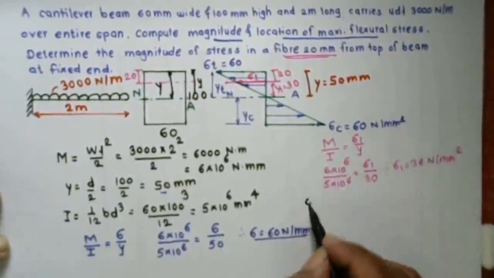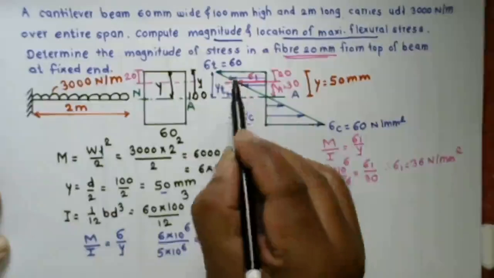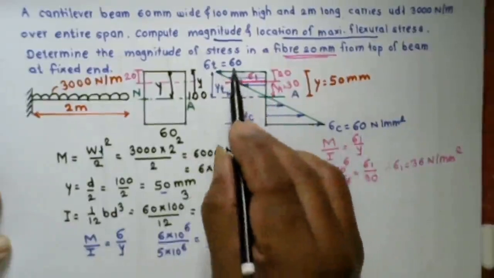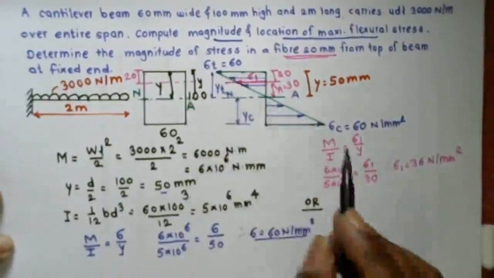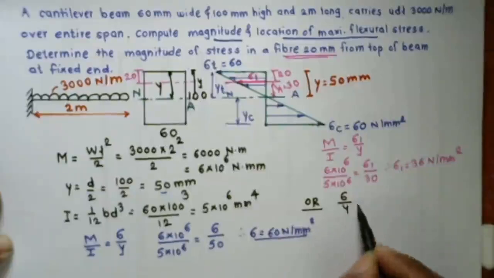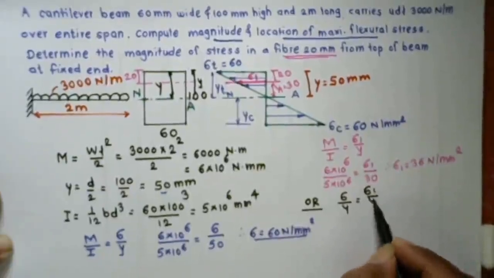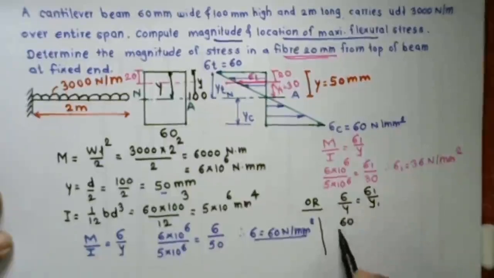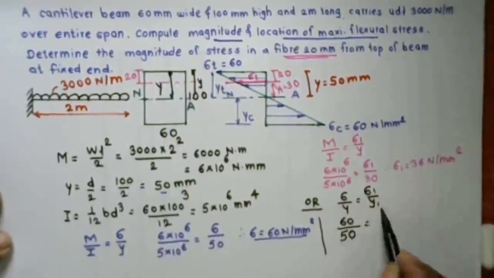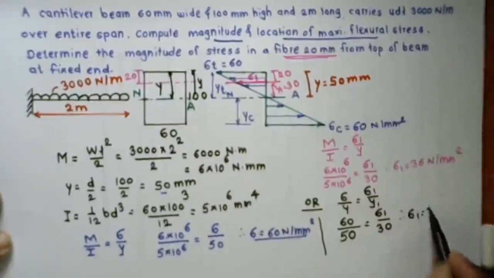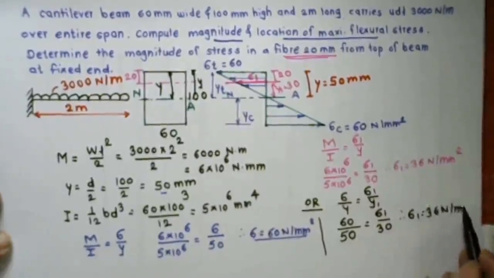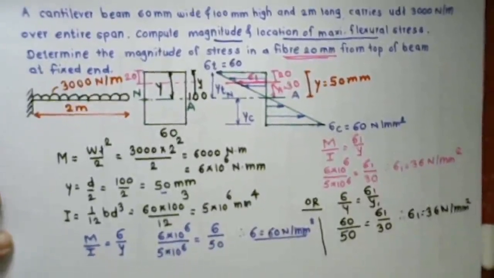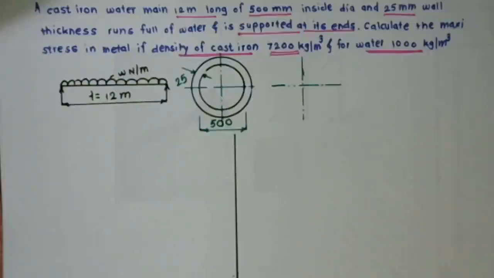In another method, consider similar triangles. For that, sigma is equal to 60 and its distance is 50 mm. So you may say sigma upon y is equal to sigma 1 upon y1 according to the similar triangles. Sigma is 60, y we already calculated 50, sigma 1 is unknown, and y1 is 30. Again you will get sigma 1 is equal to 36 Newton per mm square. You may use any method as per your convenience. Okay. Let us see this second numerical.